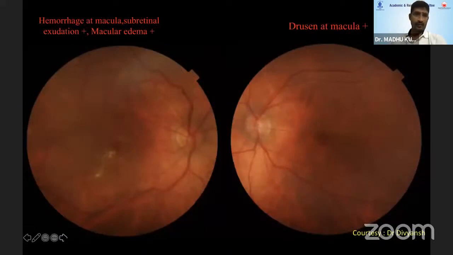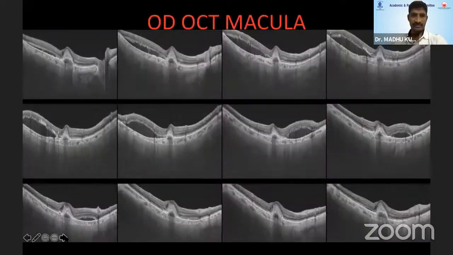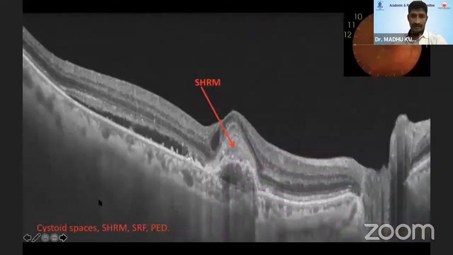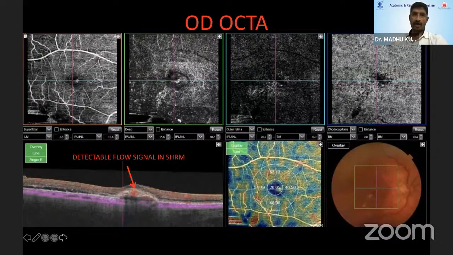Now, one thing I want to highlight is that no matter how many OCT markers we have, nothing can compensate for a good clinical examination, because it is up to us to decide what investigation to do. So this is a case of PCV. You can see that there's a SHRM here, and there are cystoid spaces and SRF with PED. OCTA showed some detectable flow signal in the SHRM.